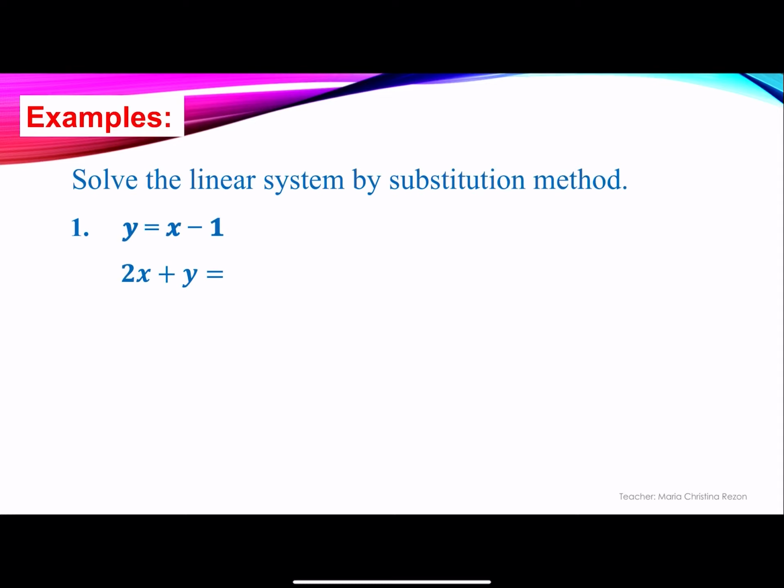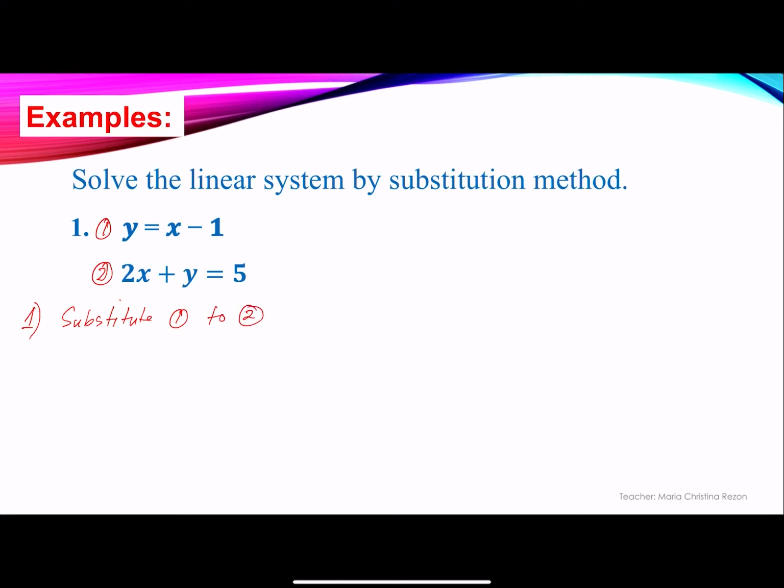Now let's try to do that. Solve the linear system by substitution. So this is our first equation, y is equal to x minus 1, and the second equation is 2x plus y is equal to 5. And our first equation is already y in terms of x, so the next thing that we will do is substitute equation 1 to equation 2.